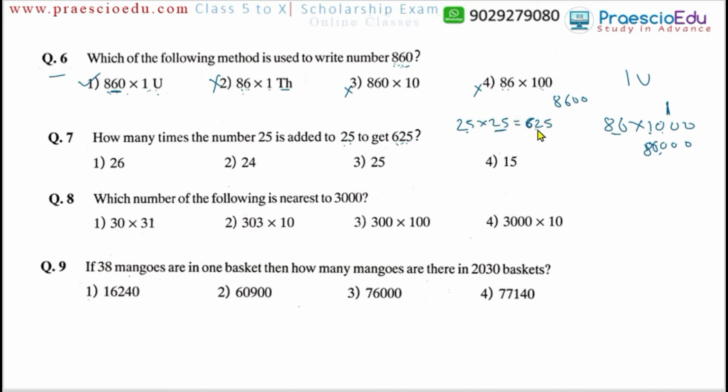Addition of the same number, or repetitive addition, is a multiplication, counting how many times it is repeated. That is the meaning of multiplication. So 25, option number 3, is the correct one.